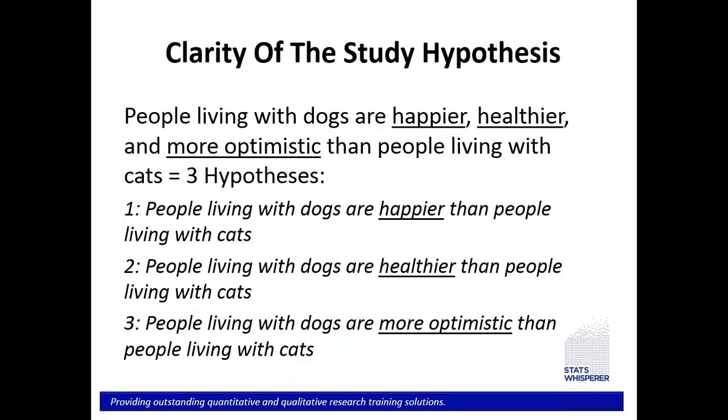So what if they are happier but not healthier? Then the way we originally had that hypothesis, you couldn't say if it was supported or not. You'd say it was partially supported, which isn't ideal. You want to say if it's supported, yes or no. So that's why we would break it up into three hypotheses.